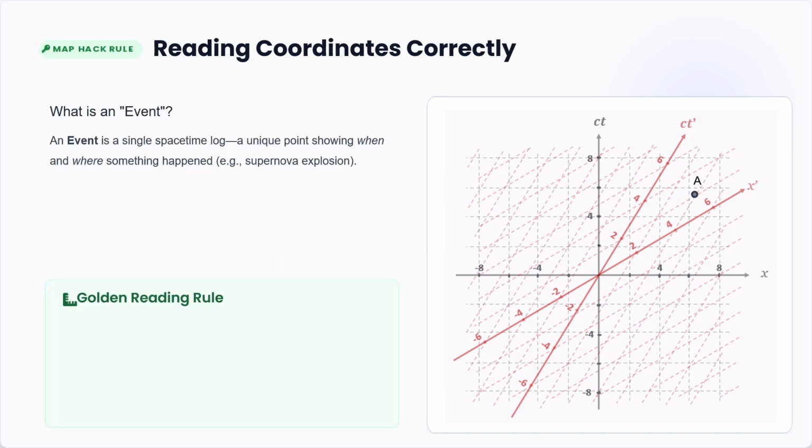It's time to unlock the identity of these super important points. In this physics map, every single point, like the point A on the graph, represents an event. An event is simply a space-time log, a record of when and where something happened. For example, the Earth and the rocket passed each other. The rocket fired a single laser beam. All of these are plotted as individual points on our map.